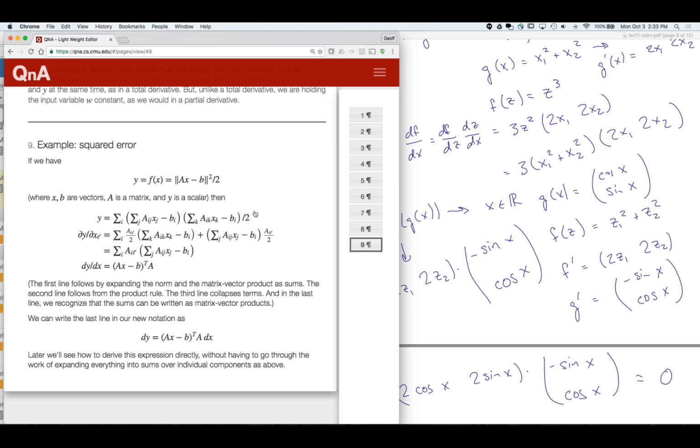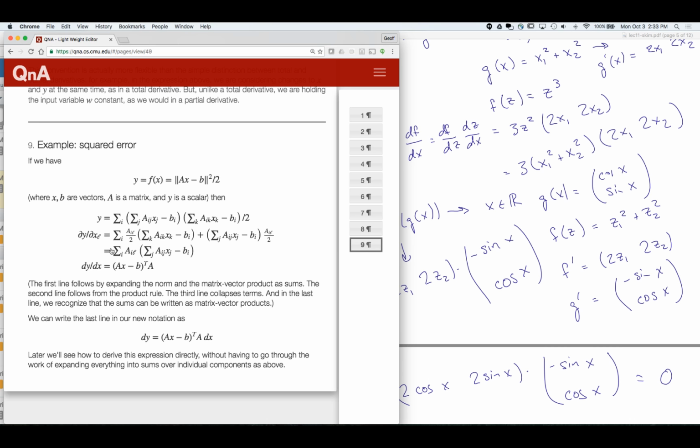divided by 2. And so we can take the partial derivative of y with respect to the l-th component of x. This is just using the expressions that I've described above for scalar derivatives. It would be a good idea, if you're feeling rusty on scalar derivatives, to go through and verify for yourself that this expression works. But when you collect together the terms, you get this expression: sum over i of a_il times the quantity sum over j of a_ij x_j minus b_i.